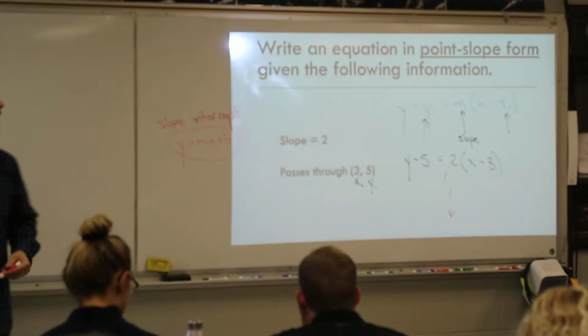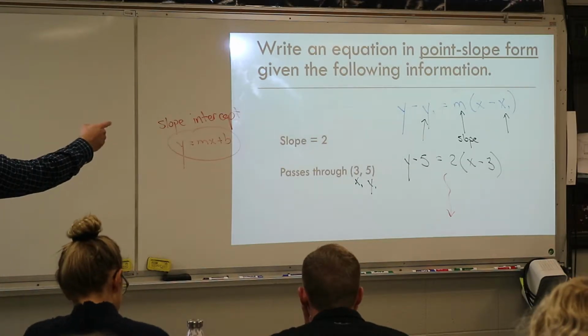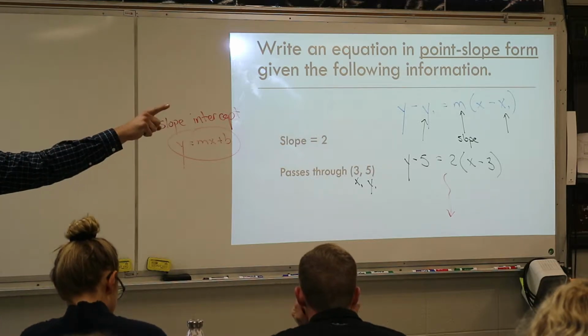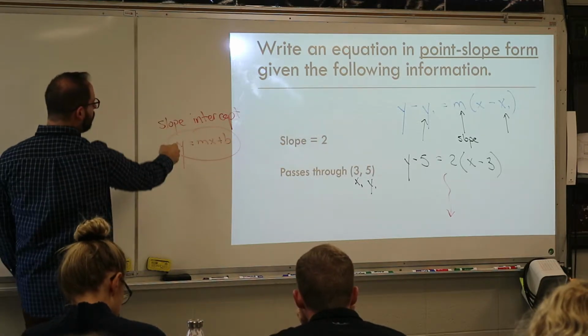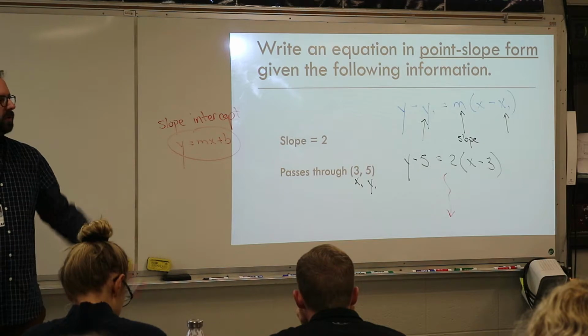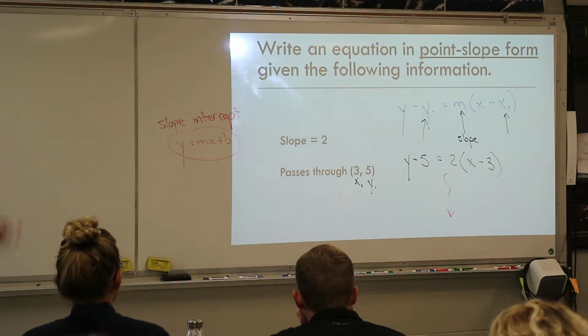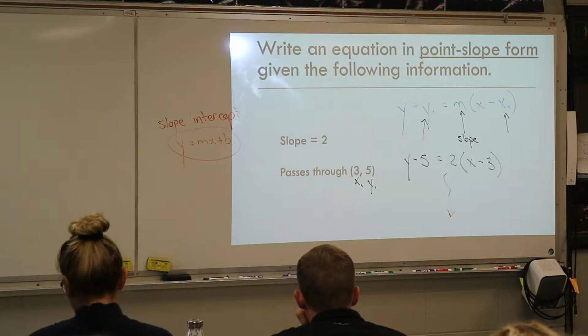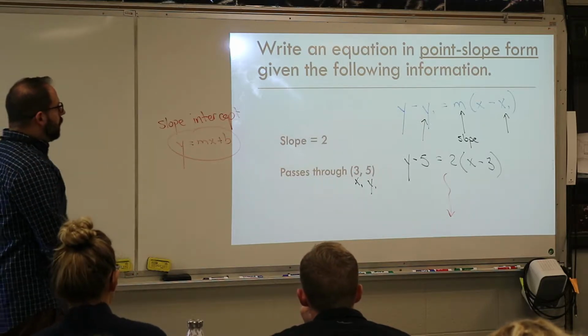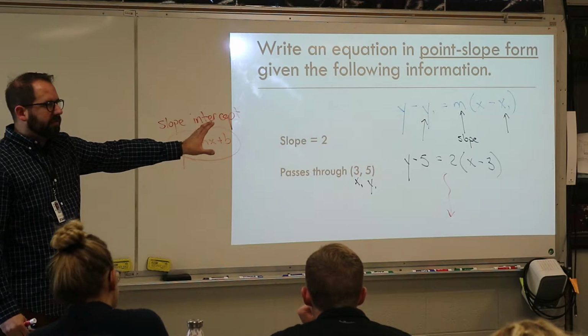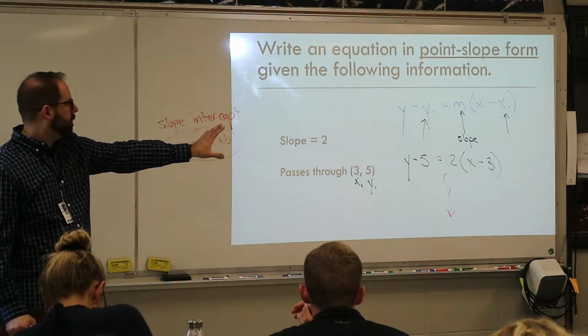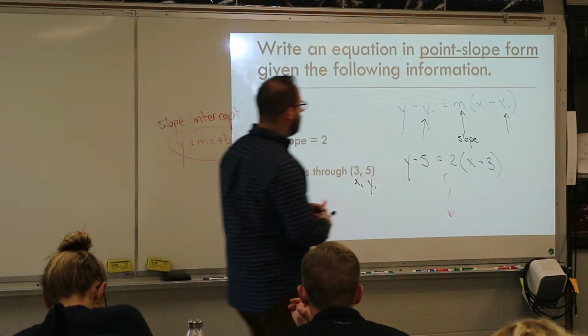The reason why is that all I have to do is distribute the 2 through that parenthesis and move the 5 over to the other side so that the y is by itself. And then that's slope-intercept form. I don't care if there's fractions or decimals or negatives. It doesn't matter. Slope-intercept can be any type of number. Does that make sense, like how you get it to a different form? Yes? So it'll be y equals 5 plus 2x minus 3 minus 6.